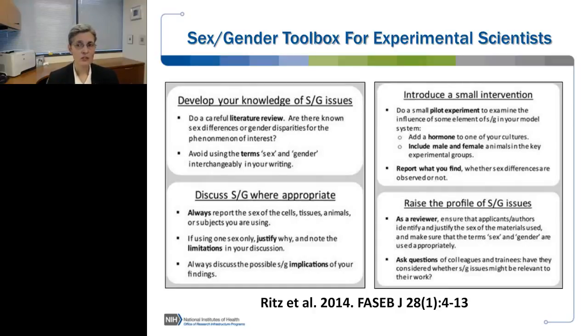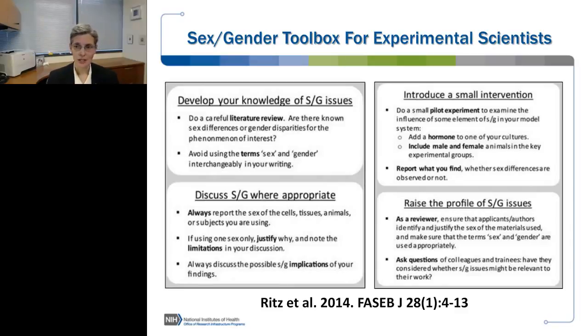You might want to introduce a small intervention. Do small pilot studies to examine whether or not some elements of sex and gender may be important in your model system. Add a hormone to one of your cultures. Include males and females in your key experimental groups. If you're working with both sexes, consider stratifying your data just to see if anything interesting comes out of that. Report what you find. If you don't see a sex difference, that's just as important to share as if you do.